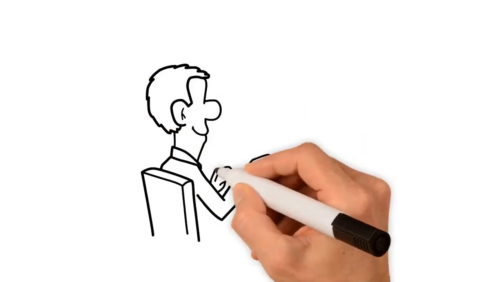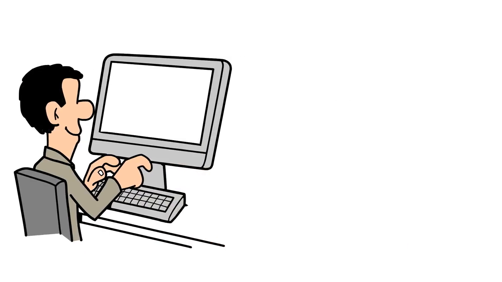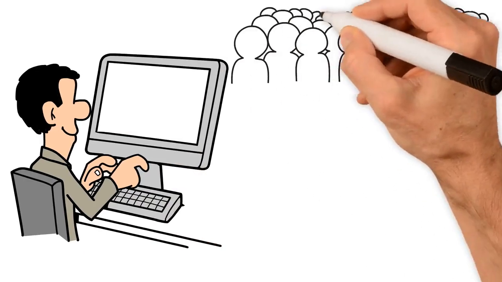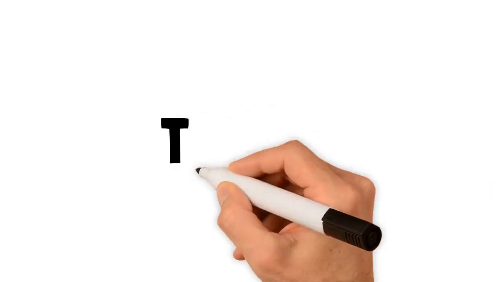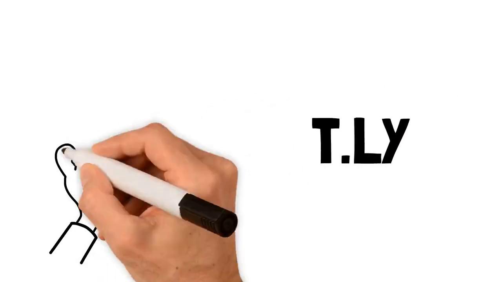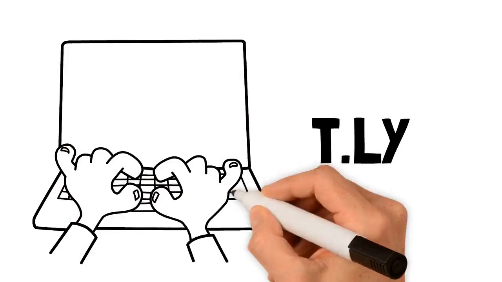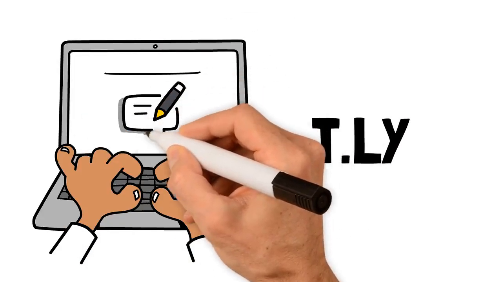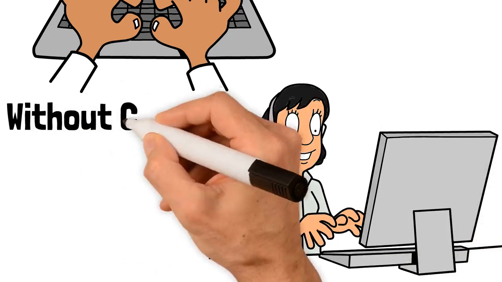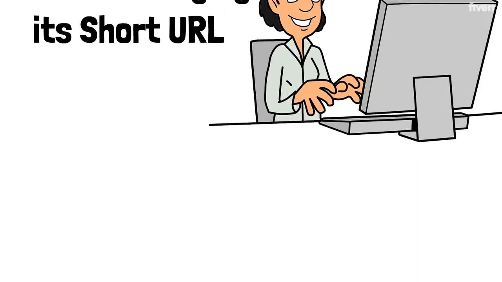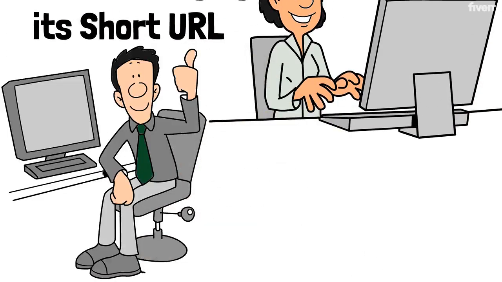Short URLs are easier to type and remember, making it effortless for your audience to access the content you want to showcase. With t.ly, you have full control over your short URLs. You can customize them to match your brand or campaign and effortlessly update the destination of a link without changing its short URL. It's flexibility at its finest.